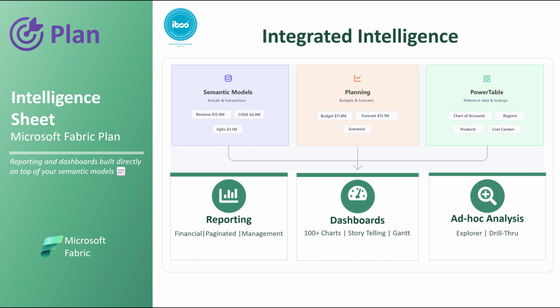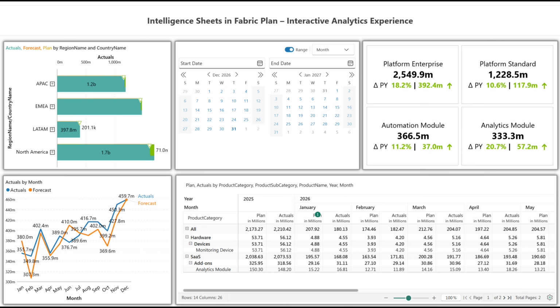In this video, we'll look at intelligence sheets in Microsoft Fabric Plan, how to connect to a semantic model, and how I'll use it to build a dashboard. With intelligence sheets, you can build reports, dashboards, and run ad hoc analysis directly on top of your semantic models, or use data from planning sheets or Power Table. In this video, we will be building this dashboard from scratch.